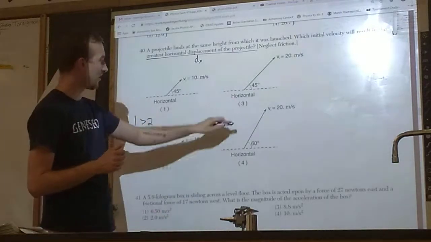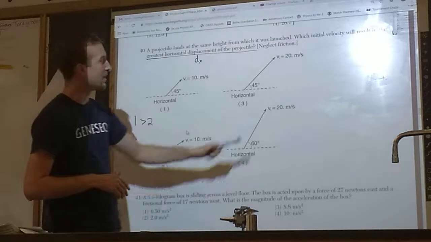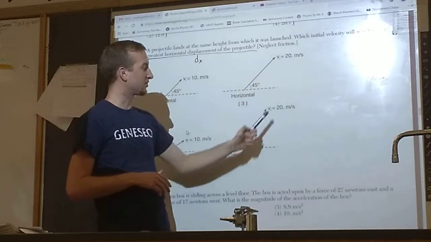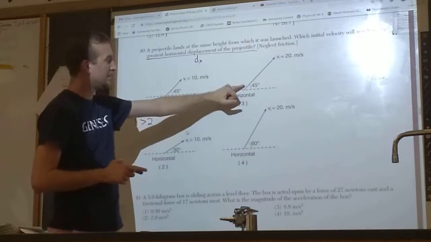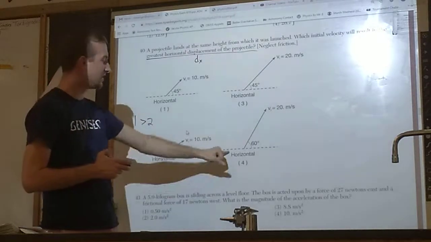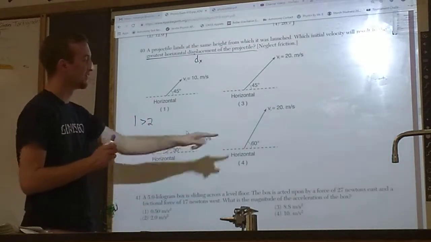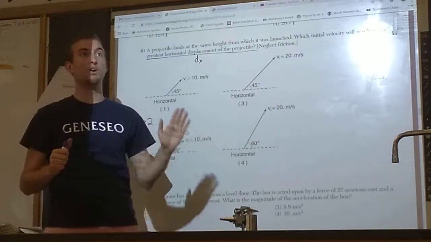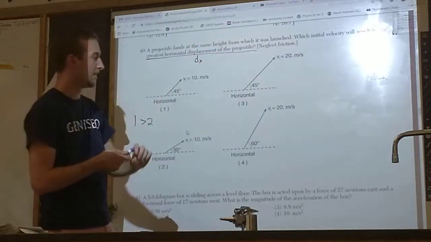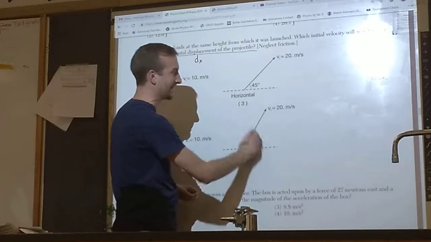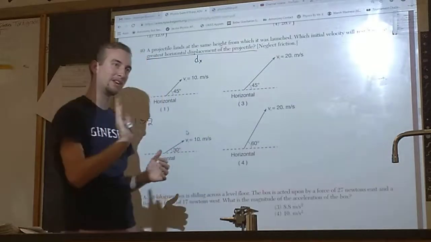The same exact argument can be made for 3 and 4. We have initial velocities of 20 meters per second, but 3 has a launch angle of 45 degrees, 4 has a launch angle of 60 degrees. The 60-degree launch angle will get the projectile way up in the air, but think about the size of that x component. It's not going to be as big. It's not going to be moving forward as quickly.